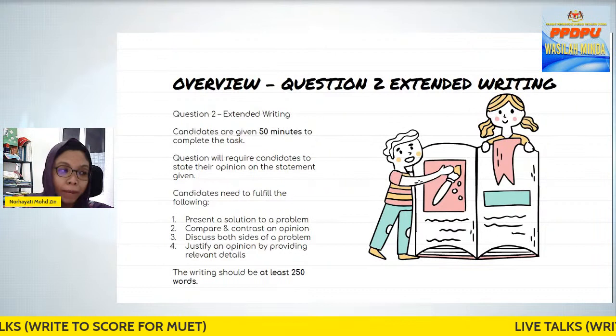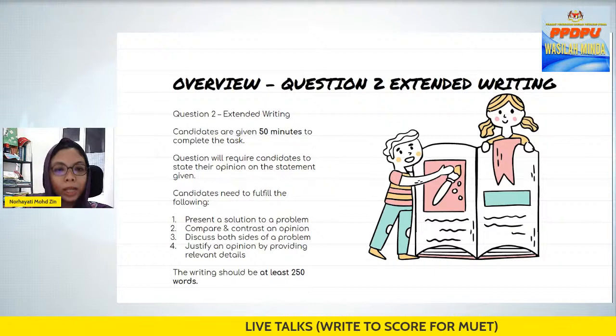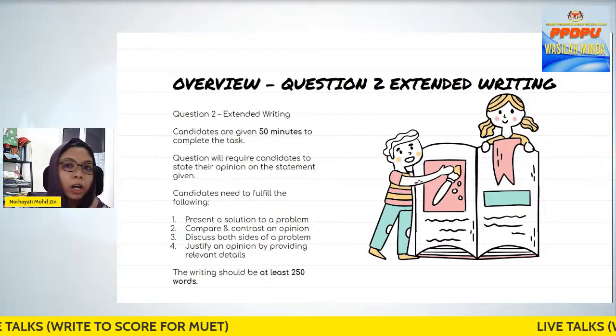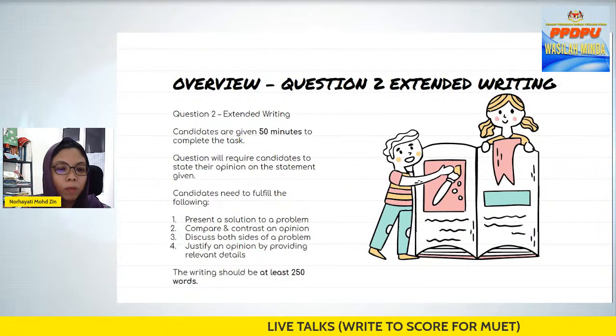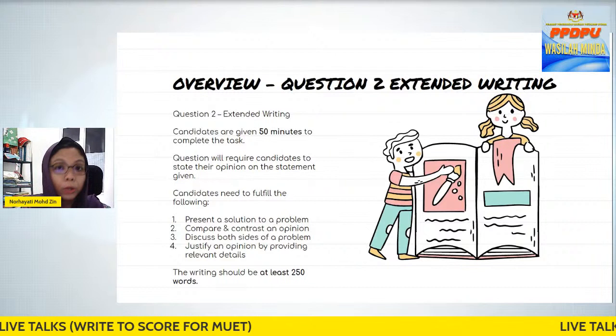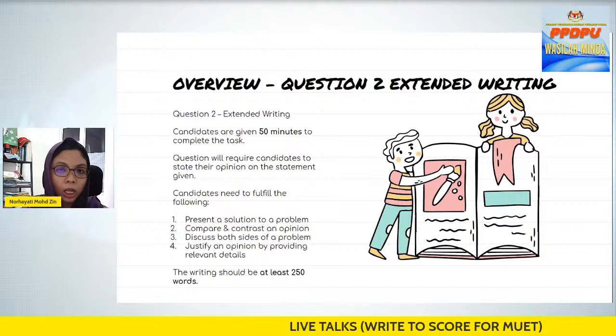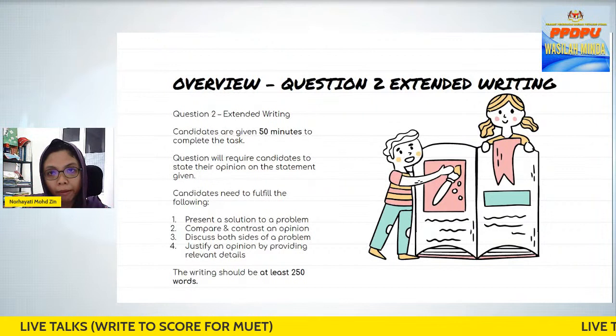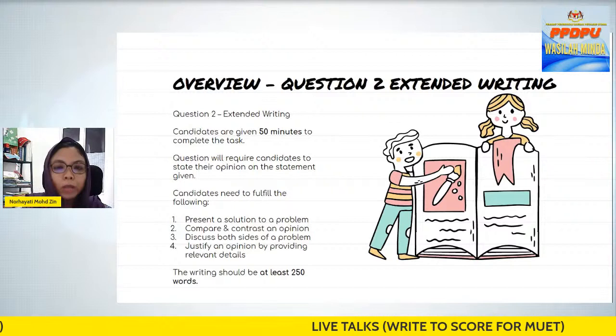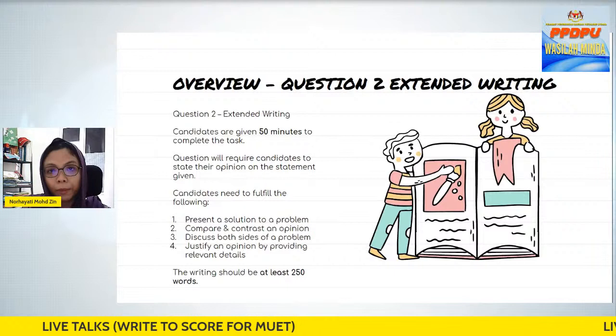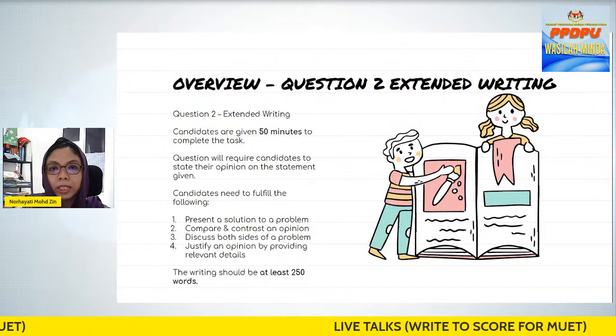Now, the question will require candidates to state their opinion. A lot of students just discuss without stating their stand. That is the problem with question two. You have to state very clearly whether you agree, disagree, or partially agree with the statement. If you don't write your stand, we will have to pull down your band, or you will get lower marks, because we are not sure where your stand is and what the direction of your essay is. So make sure that in the first 5 minutes you decide where your stand is.